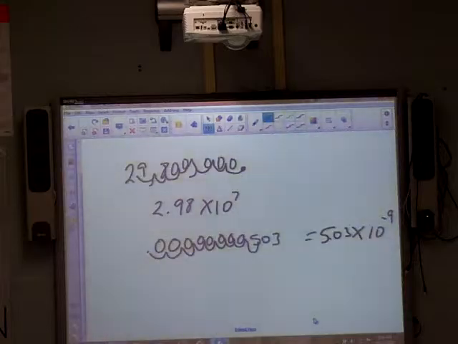1, 2, 3, 4, 5, 6, 7, 8, 9. So it'd be to the negative 9. All right, so those are both given to you in standard, and we wrote it in scientific. What if something's given to you in scientific and you write it in standard? Let's do a couple of those.